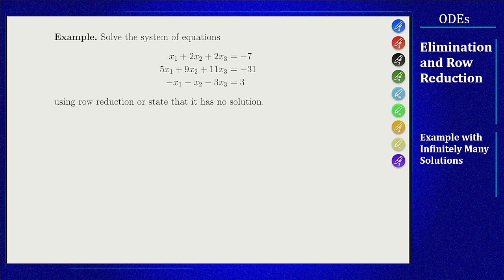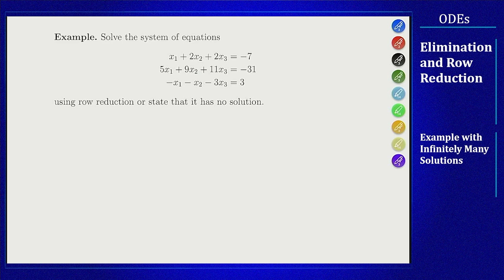In this video, we show another example of working a problem out by row reduction with a different kind of solution. So we have this system we want to solve using row reduction, or state that it has no solution. x1 plus 2x2 plus 2x3 is minus 7. 5x1 plus 9x2 plus 11x3 is minus 31. Negative x1 minus x2 minus 3x3 is 3.